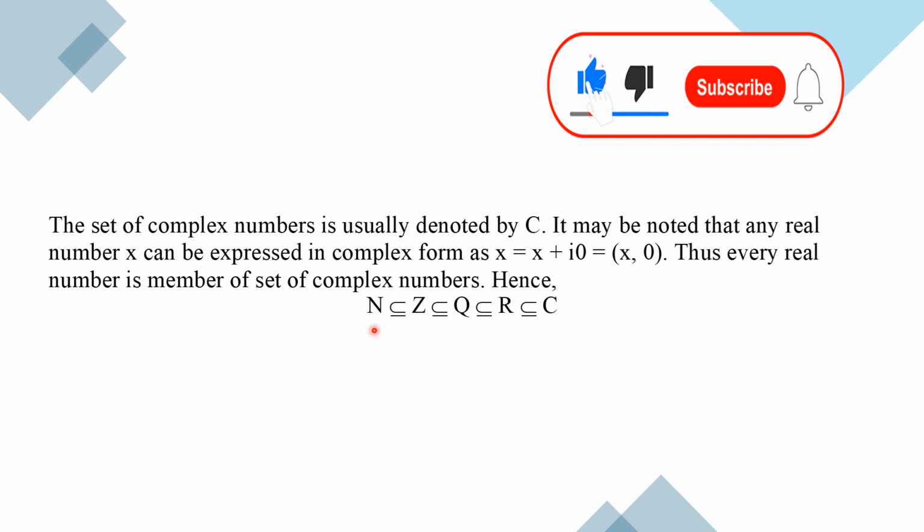Hence, you know that natural numbers are a subset of integers. Integers are a subset of rational numbers; you can write every integer as a rational number. Rational numbers in fact are a subset of real numbers, and real numbers are a subset of complex numbers, because every real number you can write in the form x plus iota 0.